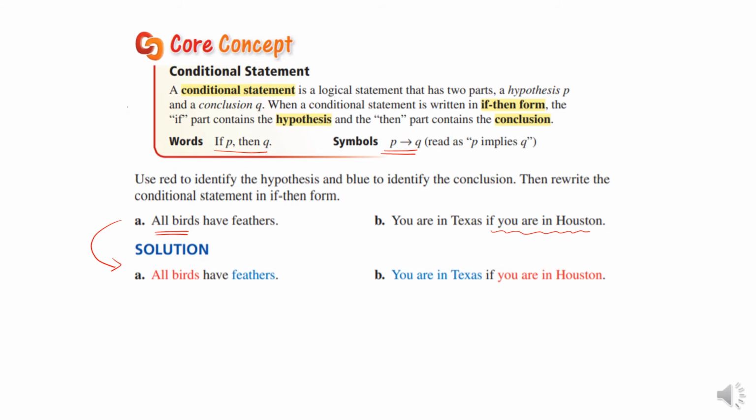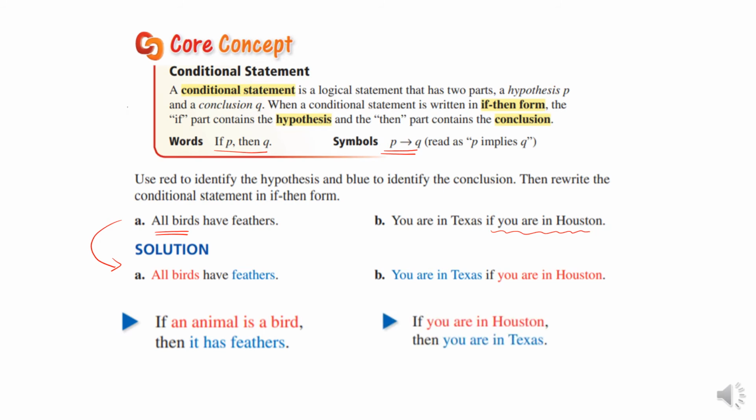So if we were going to write these in if-then form, if an animal is a bird, then it has feathers. You can't say if it's a bird, you have to say if something's a bird. So you want to be specific. If you are in Houston, then you are in Texas.